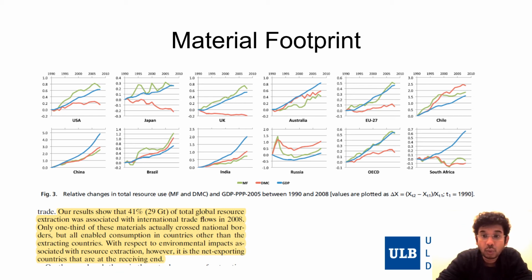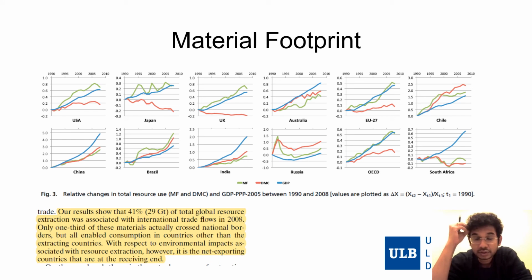What does that mean? Once you take into account the indirect flows in the materials, that is, the ones that you need to extract to be used in a product, it simply paints a completely different picture. So much so that 41% of the total global resource extraction was completely associated with international trade flows. Basically, a lot of it is associated with trade. And interestingly enough, a lot of the material is not even physically moving from one place to another.